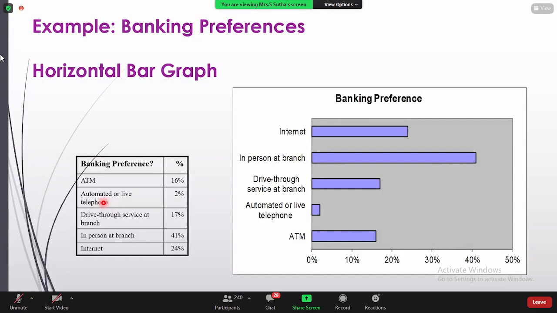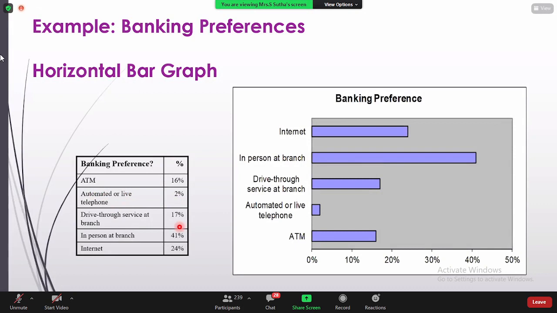Right. So now here, these percentages, what type of distribution do we have here? Percentage distribution, right? We have a percentage frequency distribution, because 16% means 16% of the customers preferred the ATM as a banking method, right? 2% of the customers preferred automated or live telephone banking method.